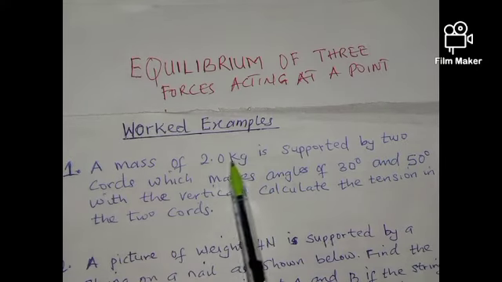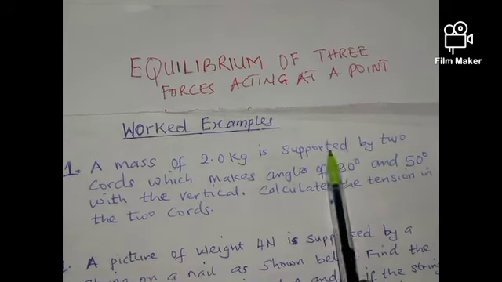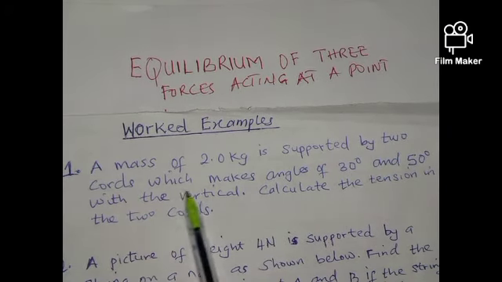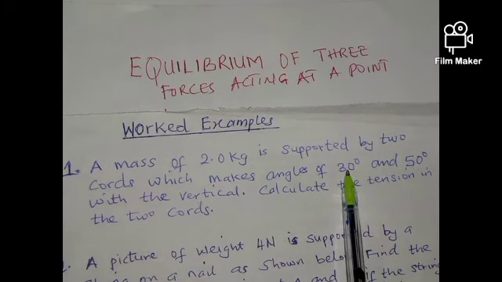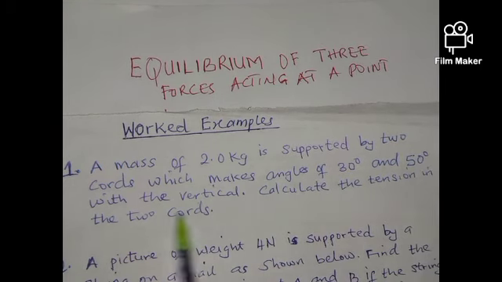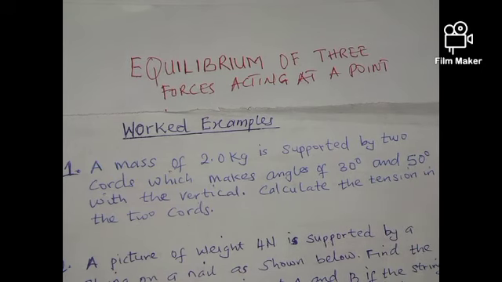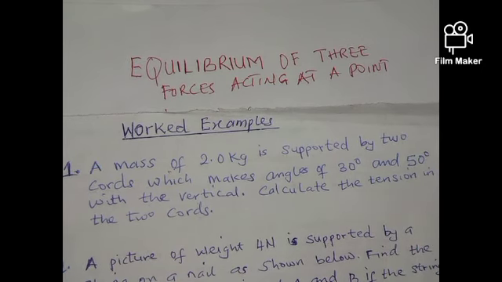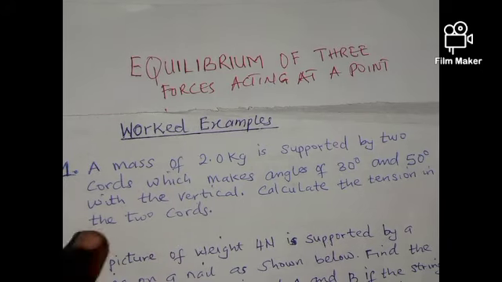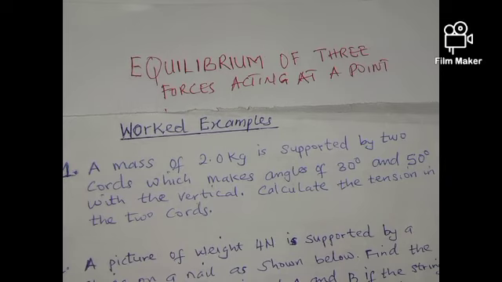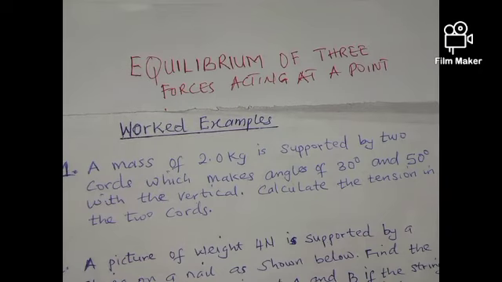A mass of 2.0 kilogram is supported by 2 cords, which makes angles of 30 degrees and 50 degrees with the vertical. Calculate the tension in the 2 cords. So what I'm going to do is this. I'm going to represent this on force diagrams, then we use triangle of forces, and again we use resolution, and again we use the scale drawing method.